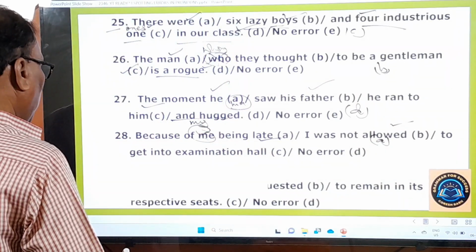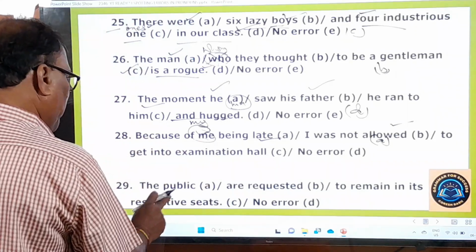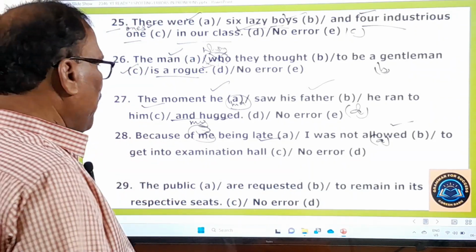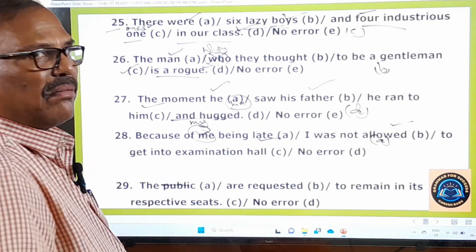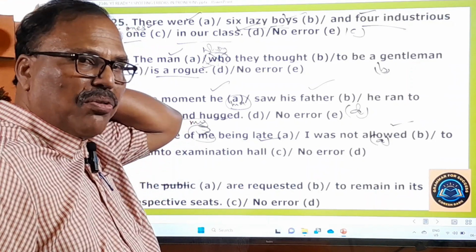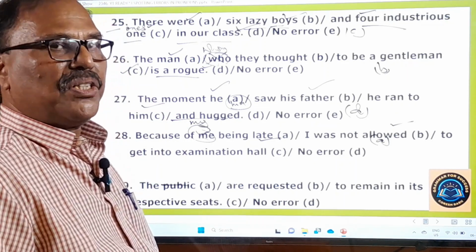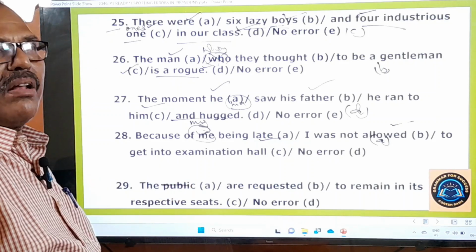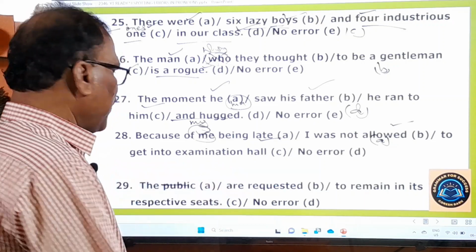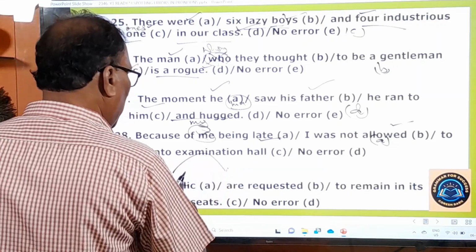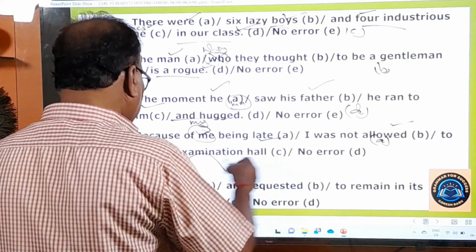Okay, and you go to the next one, 29th one. The public are requested to remain in its respective seats. So here, the public means the people. In British English, public is considered to be a singular one. But in American English, it is considered to be a plural one also. They consider it as a plural word. Public are. That's why the public are. The public are requested, public means the people, to remain in its seats.